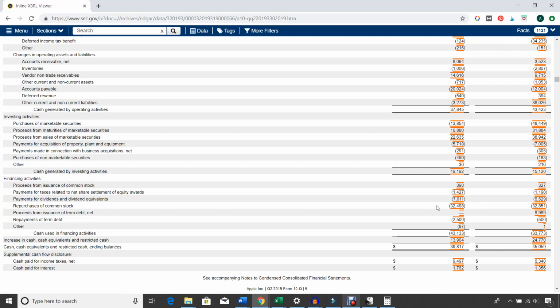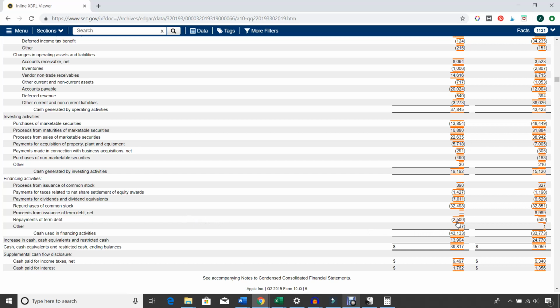So you'll often see this with very large companies. They'll often buy back their shares to reduce the amount of shares outstanding and to reward shareholders. They'll also pay dividends as well. Looks like they paid out $7 billion of dividends. Some other common items that you'll see on here include issuing debt. So looks like they issued some debt in the prior year, and they paid back about $2.5 billion of debt in the current year as well.